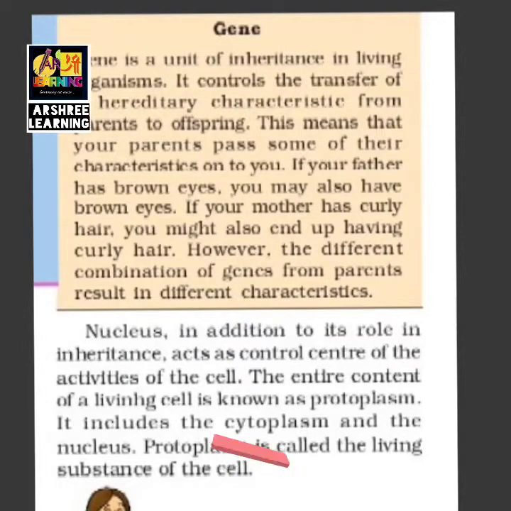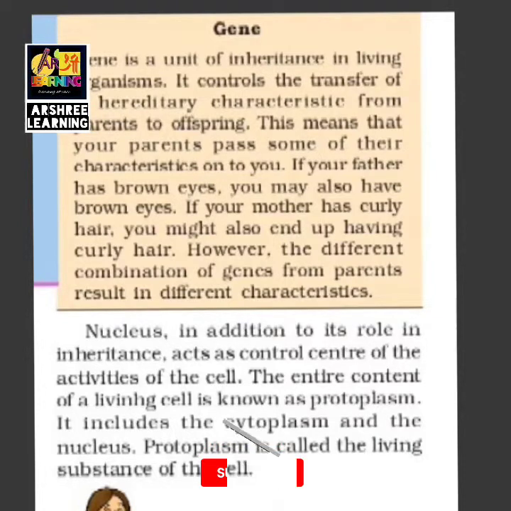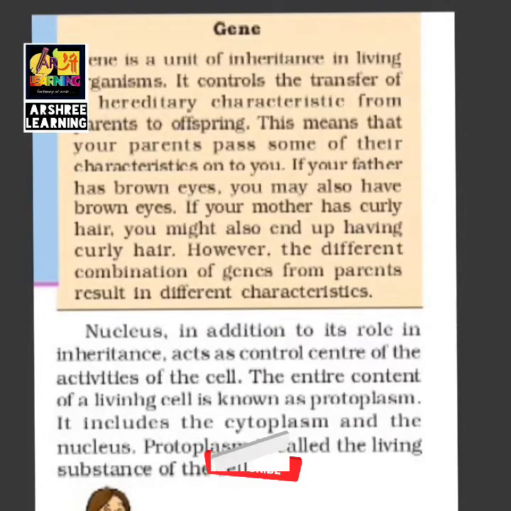Now what are genes? A little bit is described here. A gene is a unit of inheritance in living organisms. It controls the transfer of hereditary characters from parents to offspring. Hereditary, as I just told you, are the qualities which are present inside the parent cell. This means that your parents pass some of their characteristics to you.